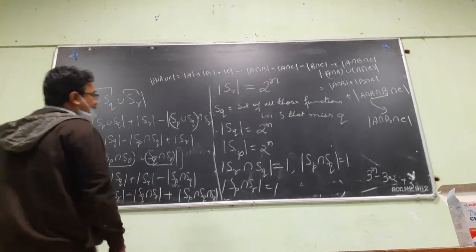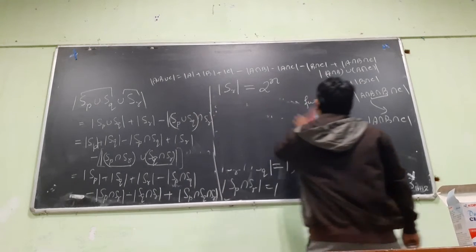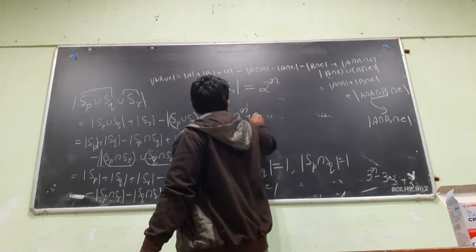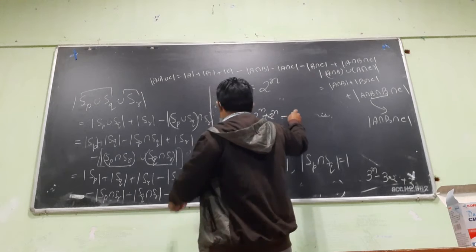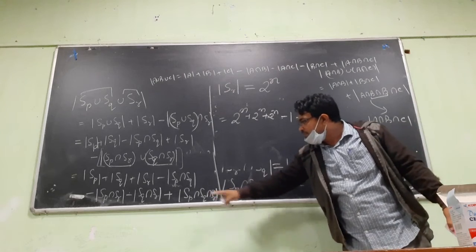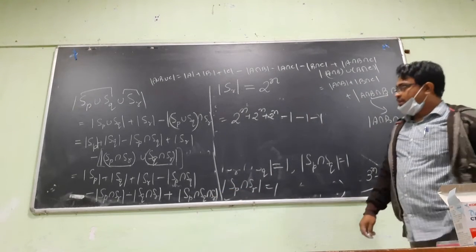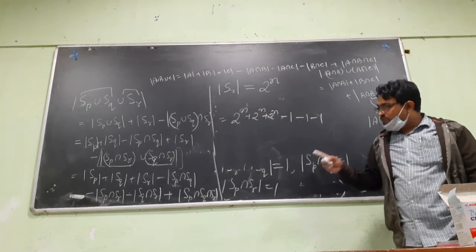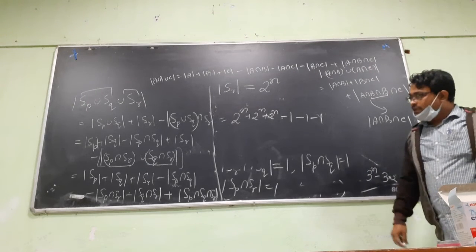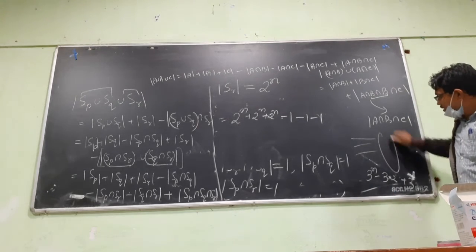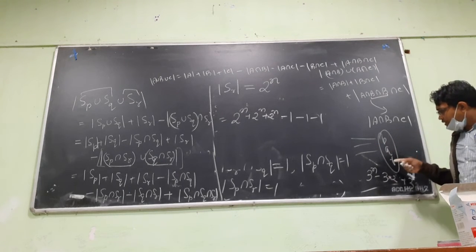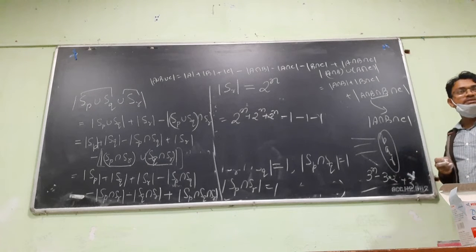So if you put that here, what result do you get? The number of elements of each of SP, SQ, SR is 2 to the power n, and the pairwise intersections are 1 each. And what is the number of elements of SP intersection SQ intersection SR? That means functions which miss P, Q and R all. How many functions are there which miss all the elements, which do not go to P, do not go to Q, do not go to R? How many are there?